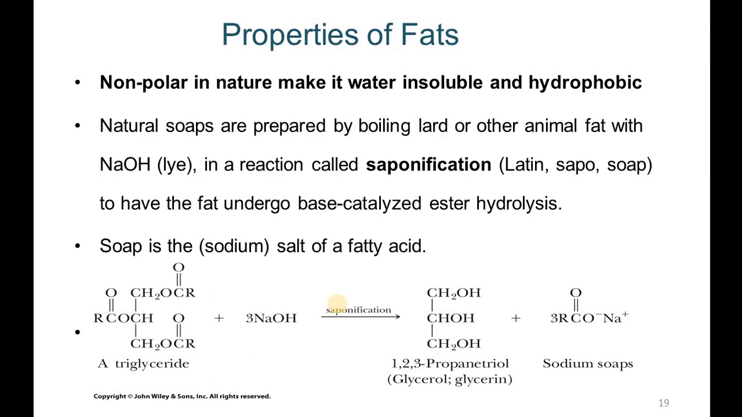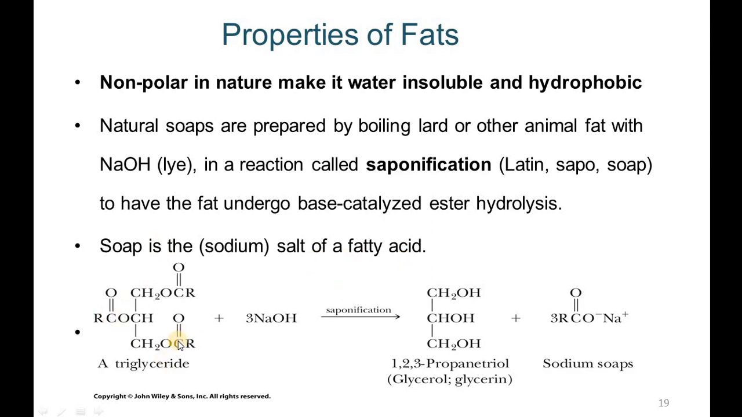Now properties of fats: non-polar in nature, which makes them water insoluble and hydrophobic. So this is the main property of the fat. They are non-polar in nature, and this is the reason they are water insoluble and hydrophobic in nature. So natural soap that we are using is prepared by boiling lard or animal fat with NaOH in a reaction called saponification, right? Saponification is the process of making soap from the fat. Now very simple process, that is soap is the sodium salt of the fatty acid.